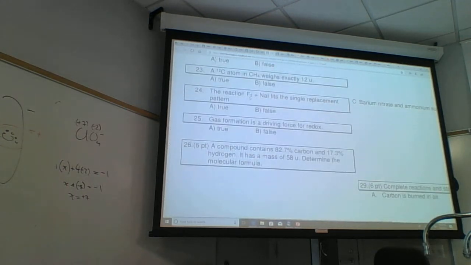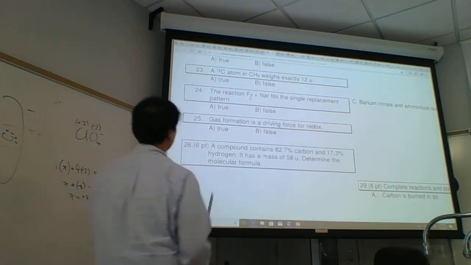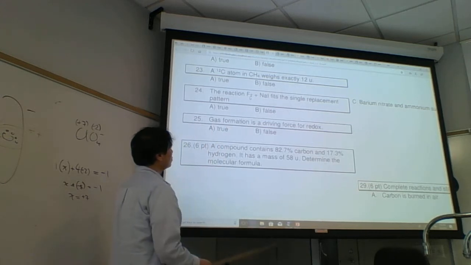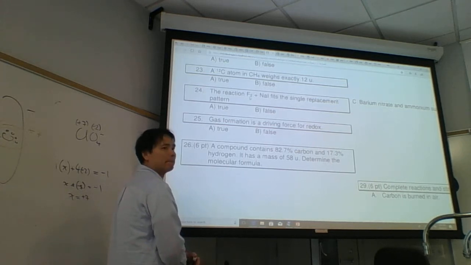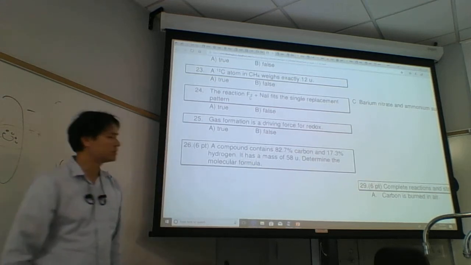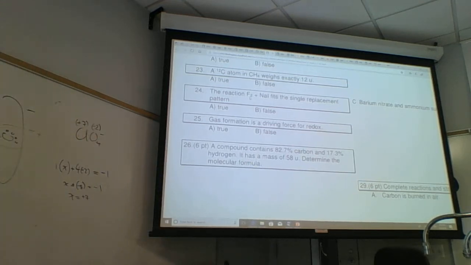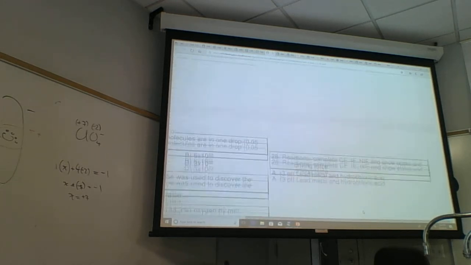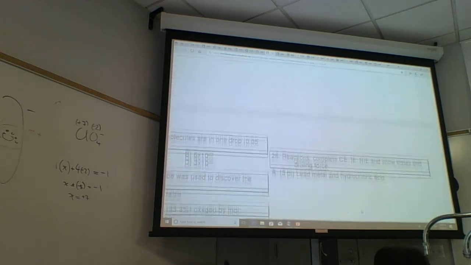So fluorine plus sodium iodide fits the single replacement pattern? No. 25. Gas formation is a driving force for redox. False. Gas formation is a driving force for metathesis in acid base, but not redox. What's the driving force for redox? Stronger to weaker oxidizer and reducer. Okay, next.